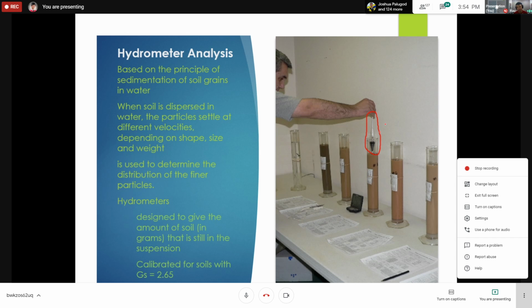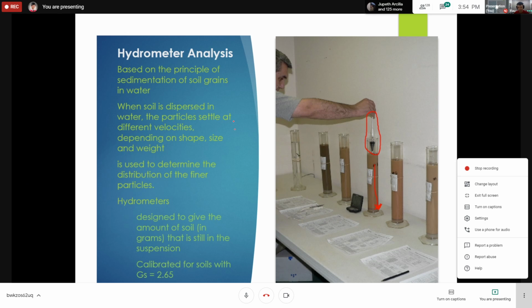velocity of your particles. For a certain particle, if it is bigger, right? If it is a larger size, it sinks faster to the bottom of your graduated cylinder. So those with smaller particle size will tend to float for a bit longer. It takes longer to settle down to the bottom of your graduated cylinder.